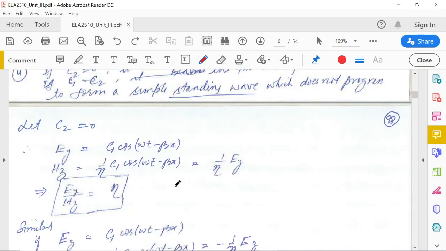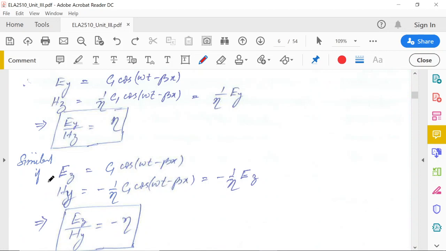So let C2 equal 0. Then Ey equals C1 cos(omega t minus beta x), and Hz equals 1 over eta times C1 cos(omega t minus beta x). Both are traveling in the positive x direction. Hz can be found using C1, and equals C1 over eta. So if you know Ey for the forward traveling wave, just divide by eta, the intrinsic impedance, and you get Hz. Or the ratio of these components, Ey over Hz, equals eta.